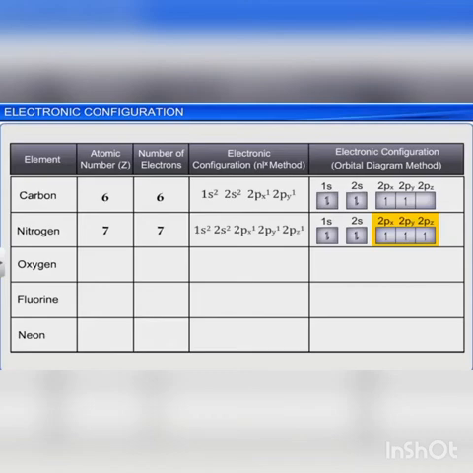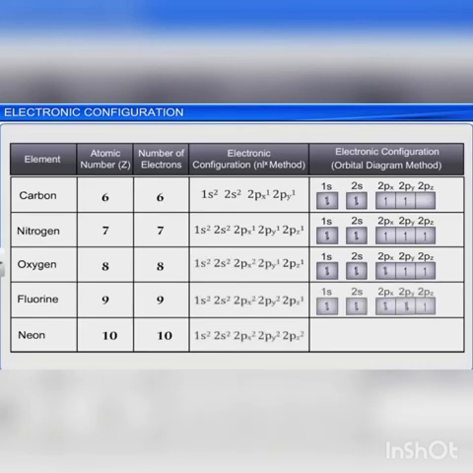Oxygen has 8 electrons. Fluorine has 9, and neon has 10 electrons. In each of these elements, after filling the first 4 electrons in 1s and 2s orbitals, the remaining electrons enter into next higher orbital, 2p.